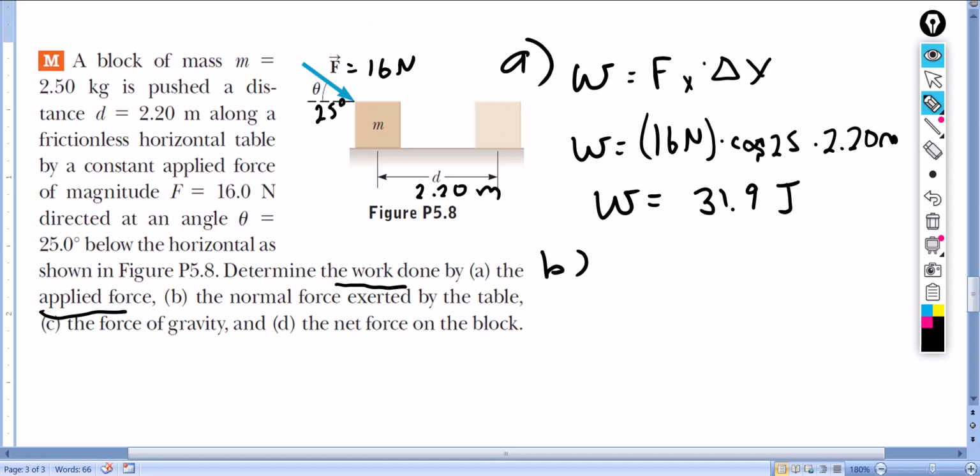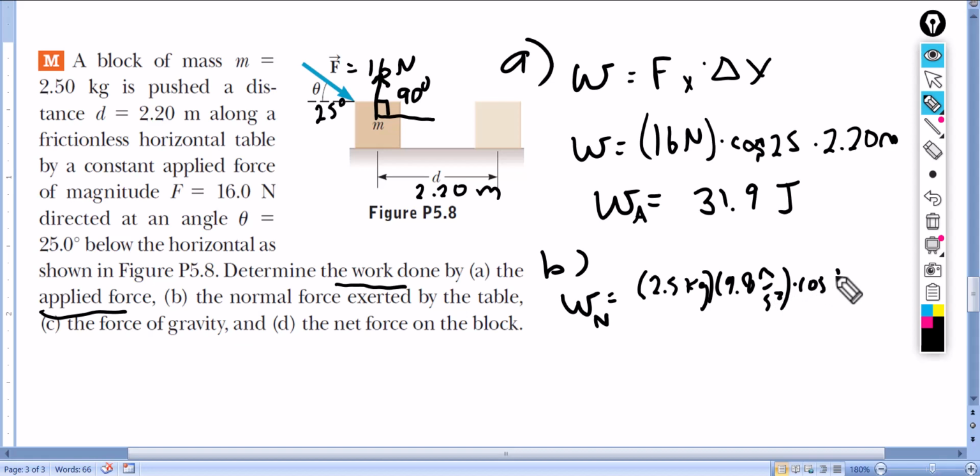Part B, the work done by the normal force. So the normal force is going upwards like this. It forms a 90-degree angle with the horizontal. So if we want to be technical about this, this is the applied force. We'll do WA for applied force. This will be WN for the normal force. This is going to be the mass, which is 2.5 times 9.8 times cosine of 90 times 2.2. But folks, what is cosine of 90?